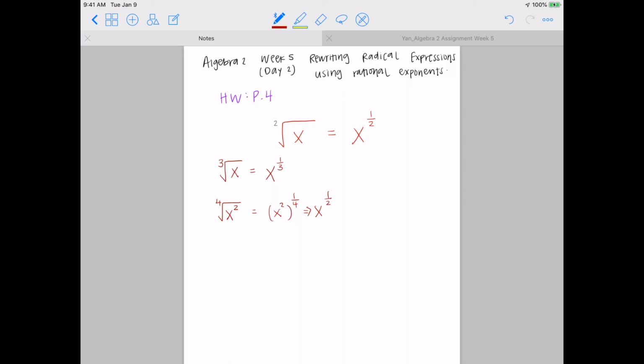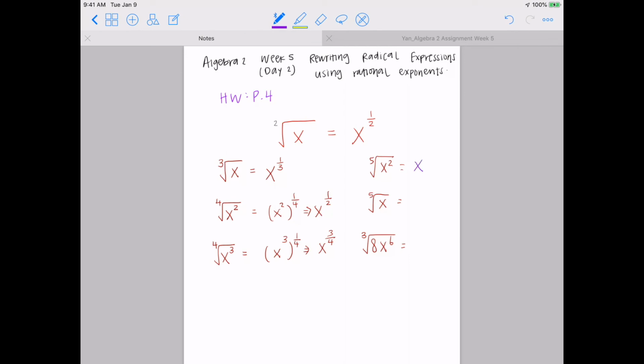Let me show a little bit more examples so you get the hang of how to convert. The 4th root of x to the 3rd power would be x to the 3 to the 1/4, which is x to the 3/4. Let me have you guys do these ones. If you want to pause the video and do these 3 questions, go ahead and do so.